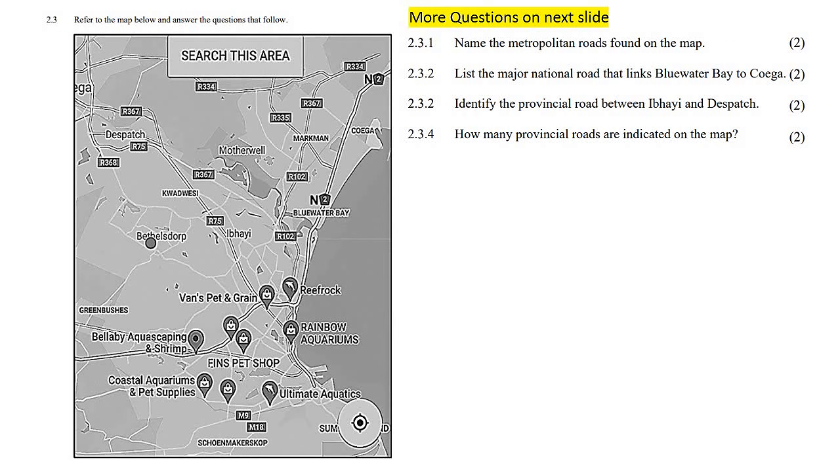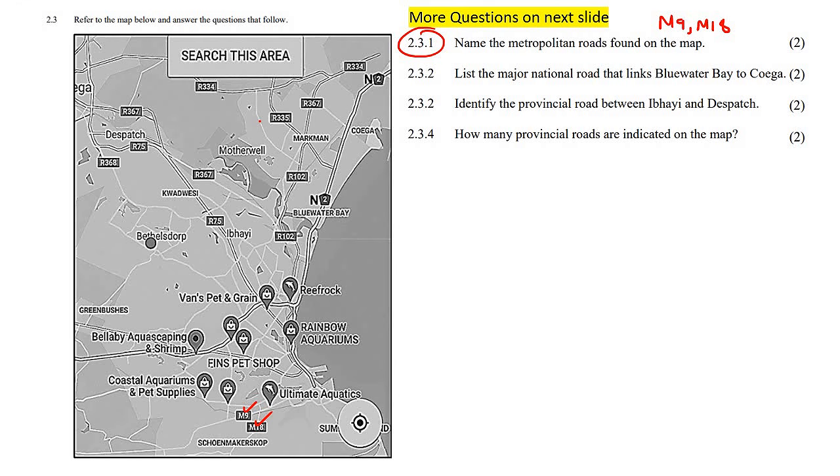Okay, so here we have a map. Now it says, name the metropolitan roads found on the map. So remember, metropolitan roads always have an M. Here we've got M9 and M18. So we could say M9, M18. Is that the only metropolitan roads? Yes. Okay, 2 of them for 2 marks. Makes sense.